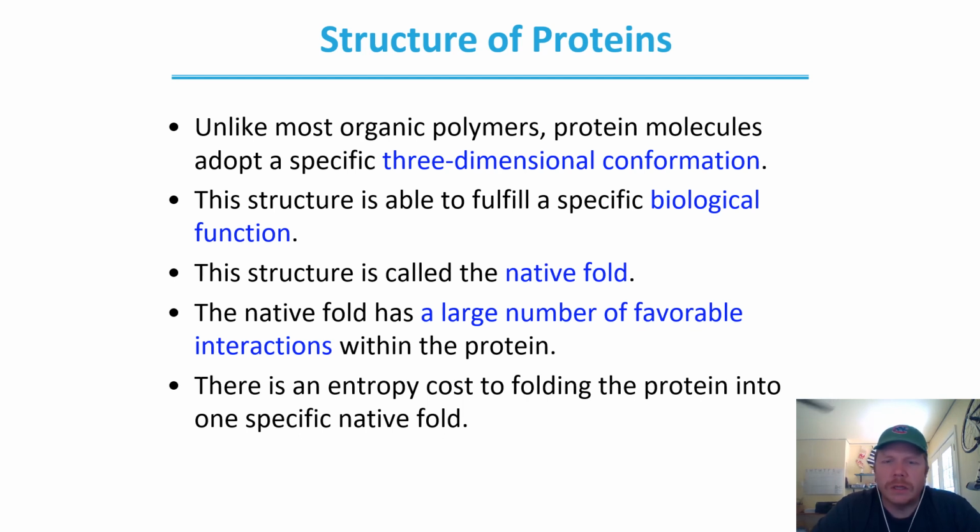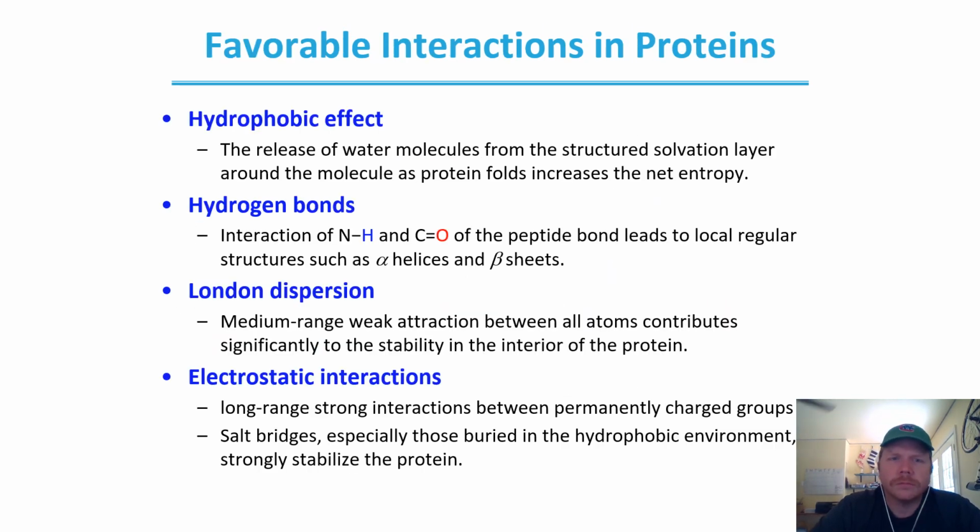The native fold has a large number of favorable interactions within the protein that stabilize it, and there's an entropy cost to folding the protein into one specific native fold. So what that last bullet point is talking about is going from that newly synthesized polymer, so that long chain of amino acids, how does it go from there into this ultimate kind of globular structure that it adopts as its final state? So what are the favorable interactions?